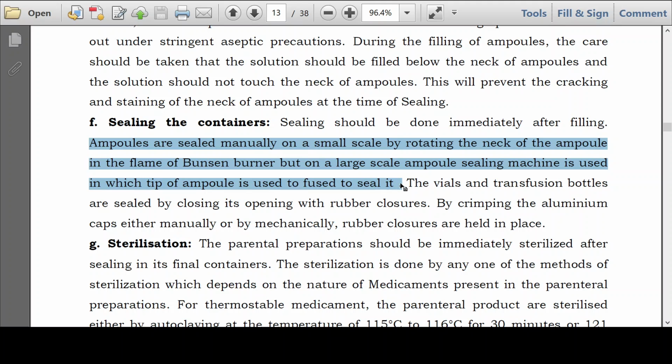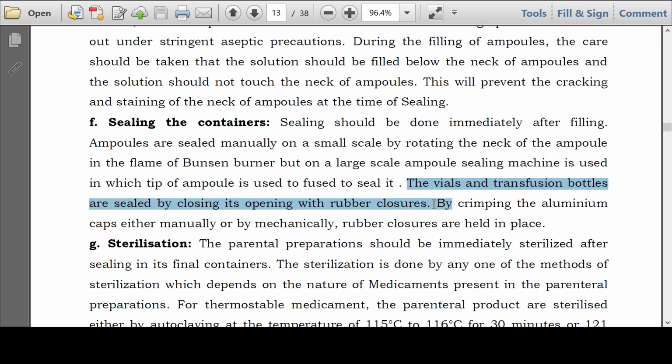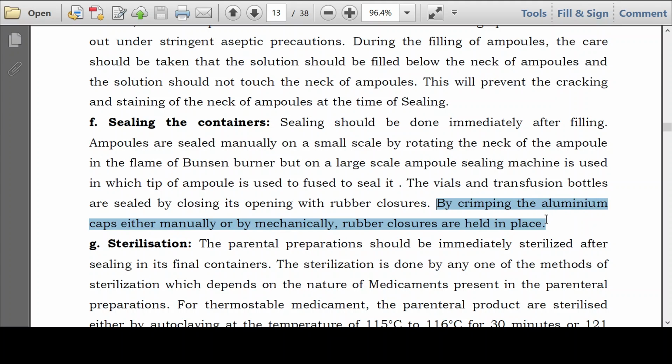The vials and the transfusion bottles are sealed by closing the opening with rubber closure. So the vials, which are multi-dose containers, and transfusion bottles, which are used in case of large volume parenterals, are sealed by using rubber closures. By crimping the aluminum caps either manually or mechanically, rubber closures are held in place. Once the rubber closure is used to seal the container, again that rubber closure is packed with aluminum caps. So aluminum caps are again used for sealing of the container.